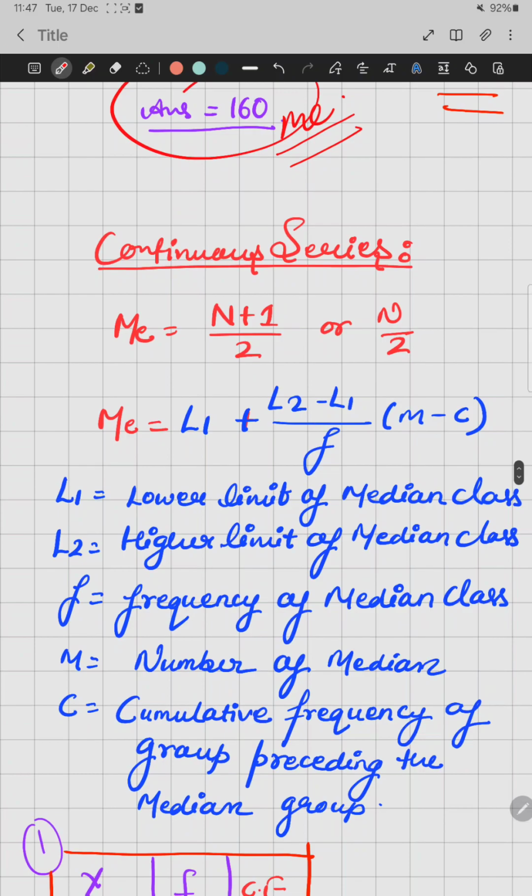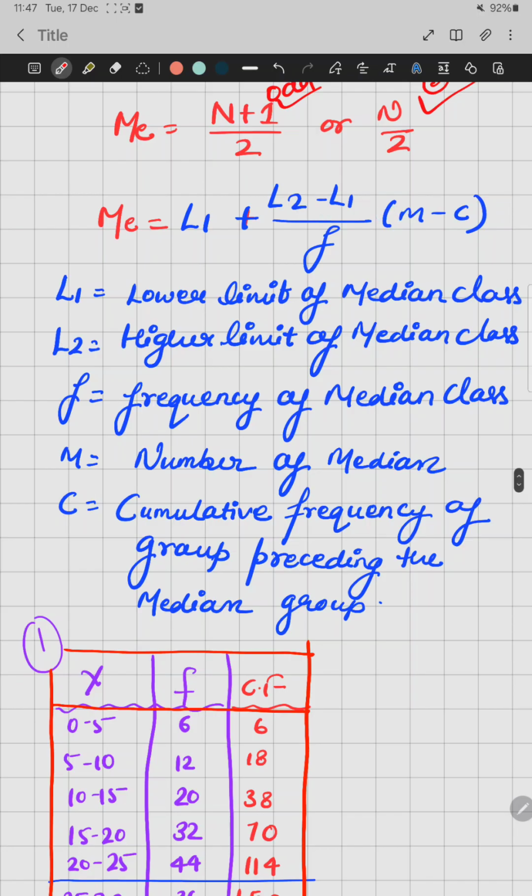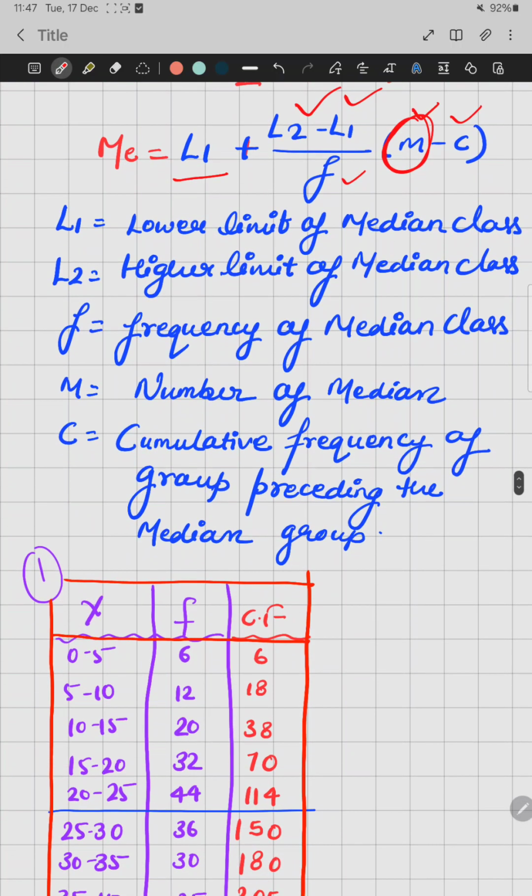Now looking at the third and last series of median, which is the continuous series, here we'll take only the two formulas, which are the easier ones, n plus 1 by 2 in case of odd and n by 2 in case of even. Now the bigger formula for this is L1 plus L2 minus L1 upon F into m minus C. Here this small m will be found by this formula. Okay, here I have explained all these terms.